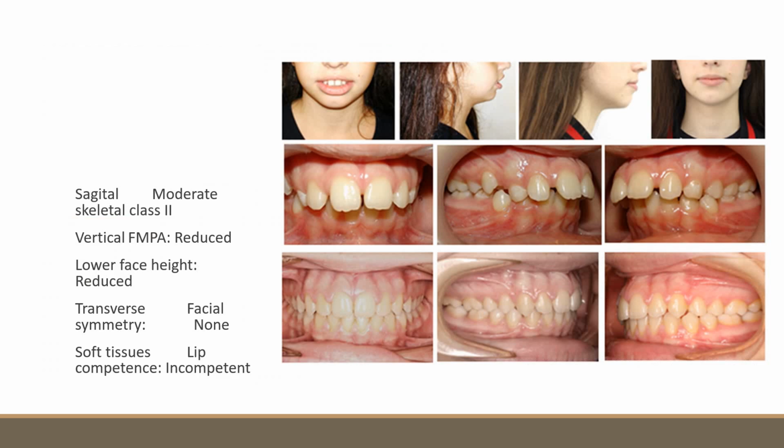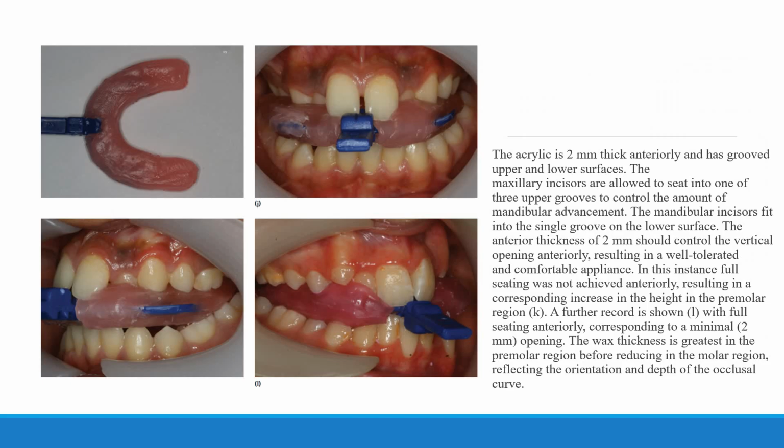A clinical case. An 11-year-old female presented with a class 2 division 1 malocclusion on a moderate skeletal class 2 pattern with reduced vertical dimensions, complicated by an increased overjet of about 11 millimeters, increased overbite, generalized spacing, and maxillary proclination. During treatment planning, we modified twin block functional appliances with a sectional lower fixed appliance.